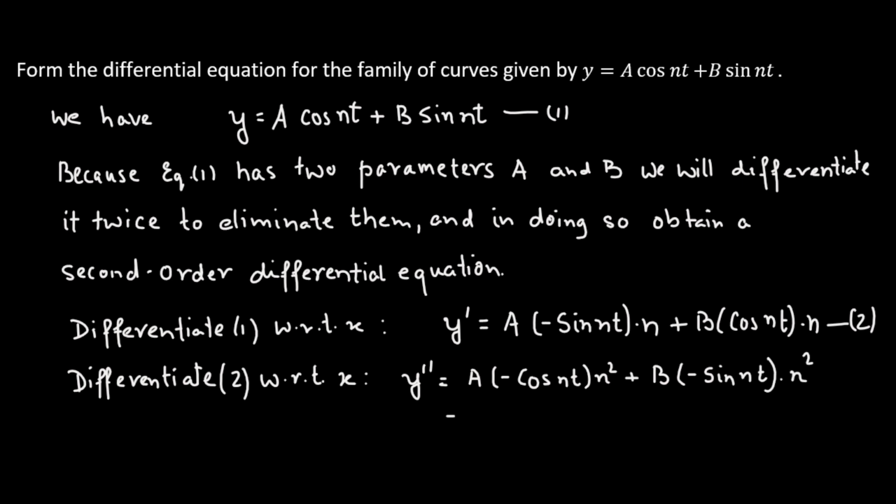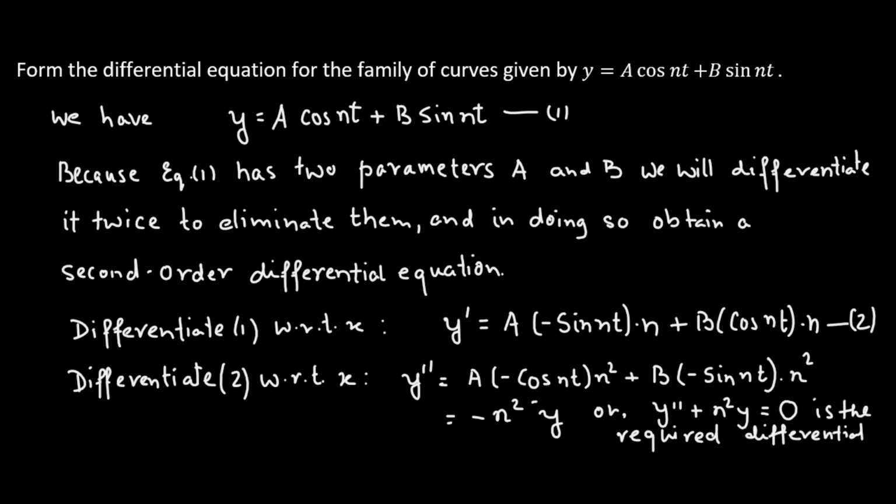So in this next step we are going to take negative n squared as the common factor, which gets multiplied to a cos(nt) plus b sin(nt), and that can be replaced with y, equation number 1. This finally gives us y double prime plus n squared y equals 0, which is the required differential equation.